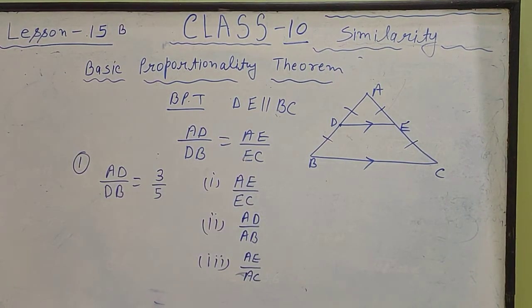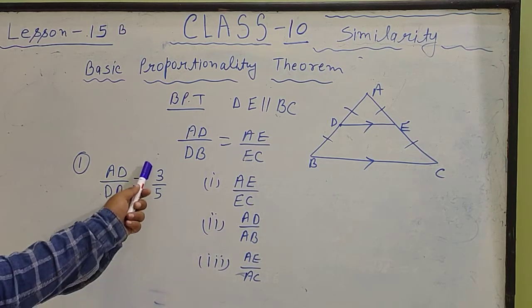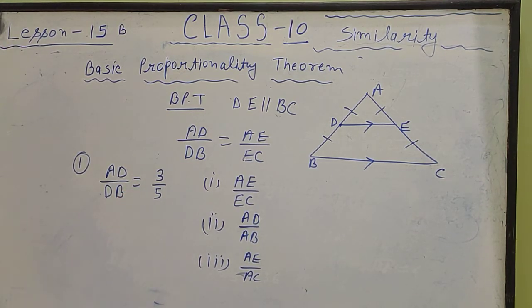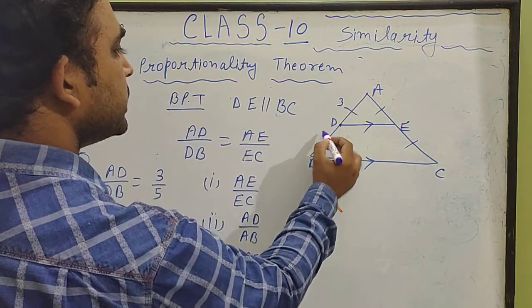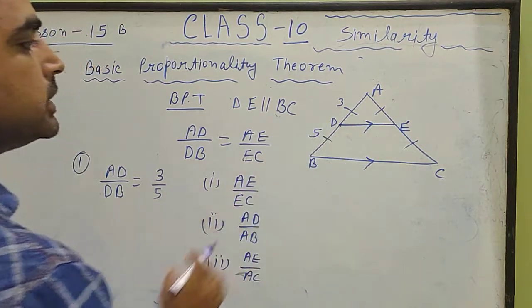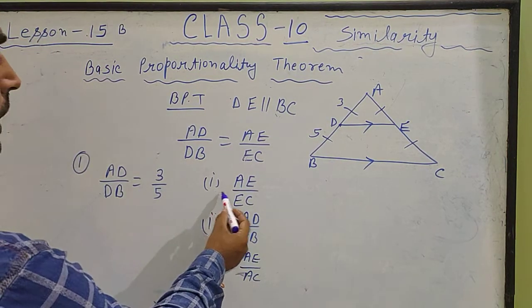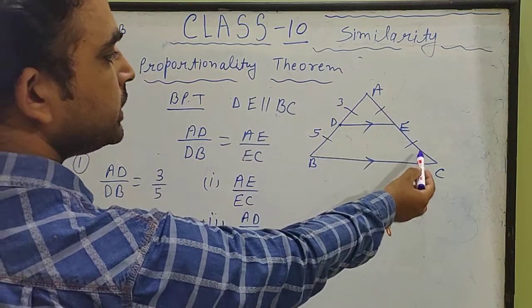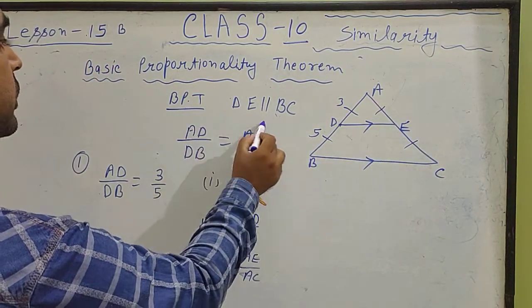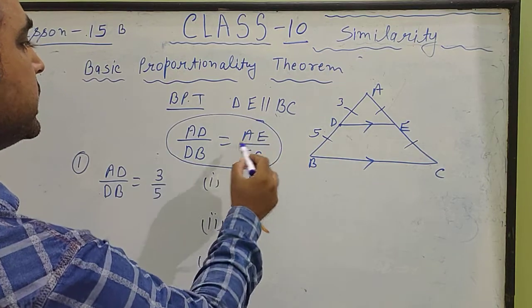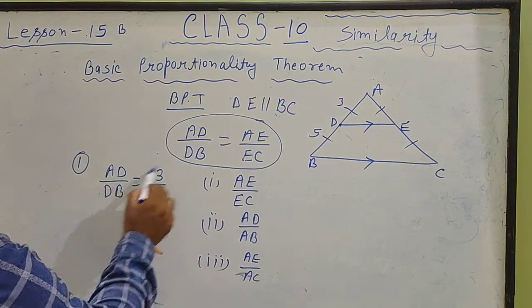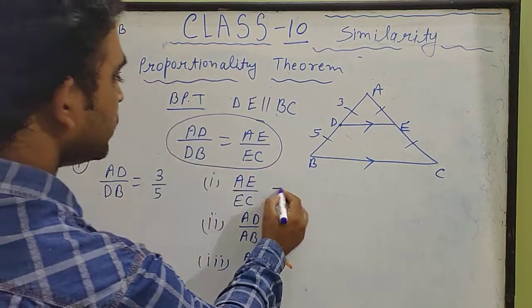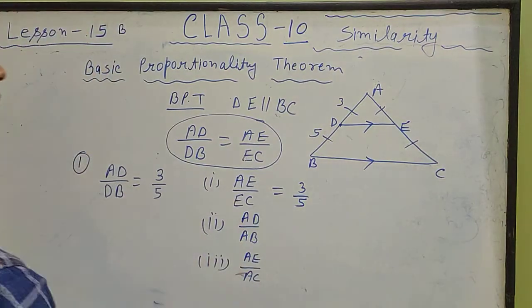Okay, in question number 1, it is given that AD upon DB is 3:5. This side is 3 and this side is 5. In the first part, you have to find AE upon EC. Because of the BPT theorem, AD upon DB is equal to AE upon EC, both are equal. So AE upon EC will also be 3:5.